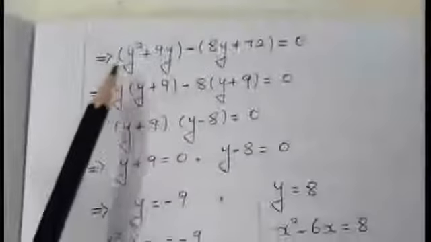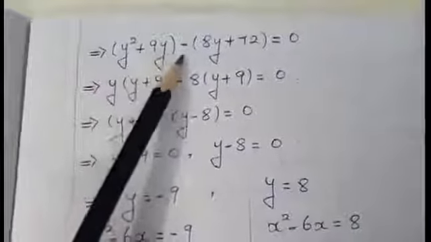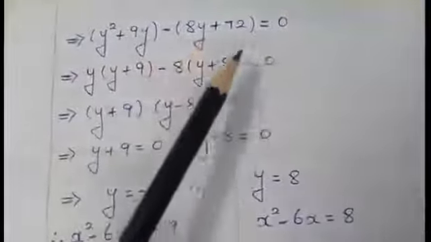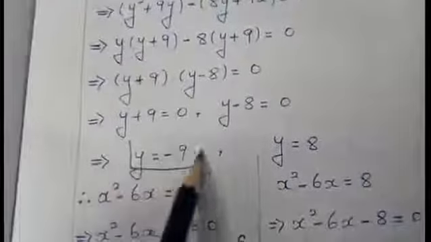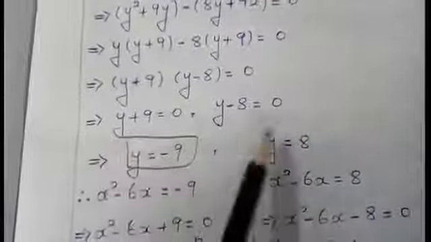That is, y square plus 9y minus 8y minus 72 equal to 0. You are going to do the calculation, students. The final answer for y is going to be y equal to minus 9 and y equal to 8.